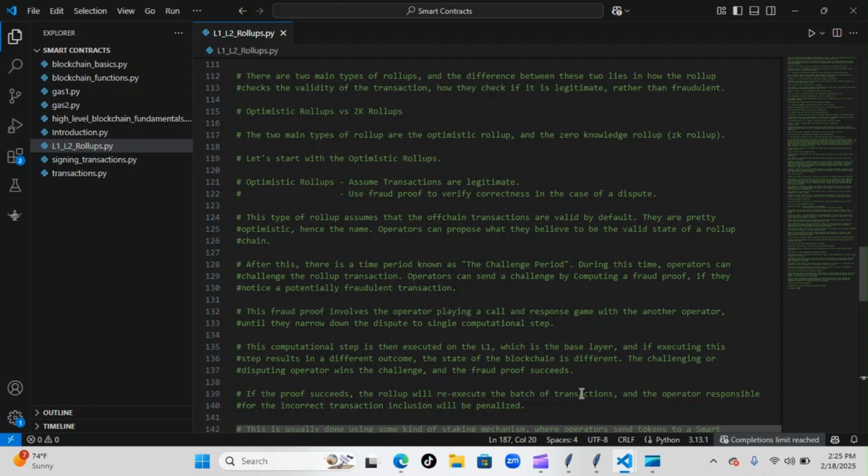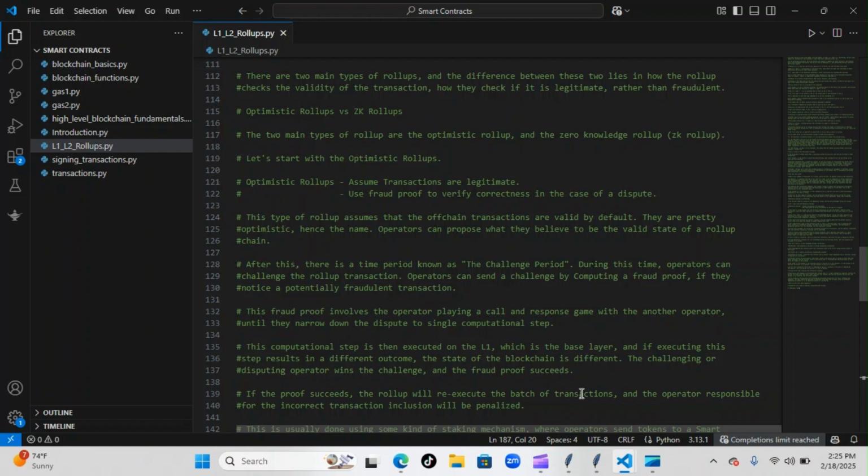Optimistic rollups assume transactions are legitimate and use fraud proofs to verify correctness in the case of a dispute. This type of rollup assumes that the off-chain transactions are valid by default. They're pretty optimistic, hence the name. Operators can propose what they believe to be the valid state of a rollup chain. After this, there is a time period known as the challenge period. During this time, operators can challenge the rollup transaction. Operators can send a challenge by computing a fraud proof if they notice a potentially fraudulent transaction.